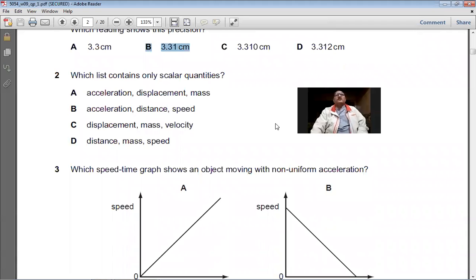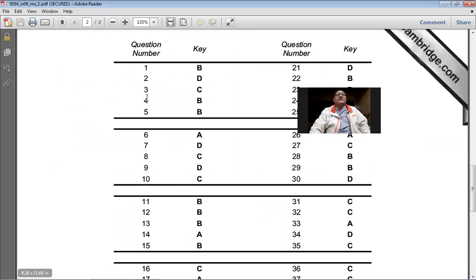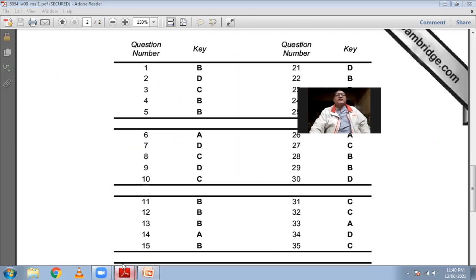Question number 2 coming up on your screen. Which list contains only scalar quantities? Scalar quantities are those quantities which have only magnitude. Acceleration, displacement, mass: acceleration and displacement, they both are vector. Acceleration, distance, speed: acceleration is a vector quantity. Displacement, mass, velocity: displacement is a vector quantity, velocity is a vector quantity. Distance, mass, speed: this list has only scalar quantities. So I think D is the right answer. Question number 2, D is the right answer.